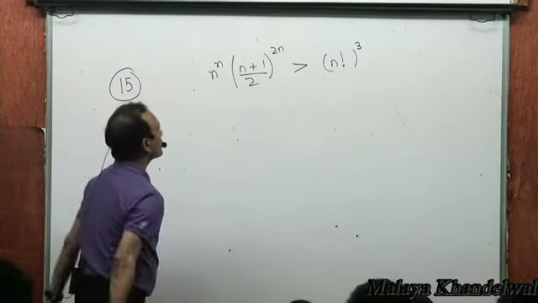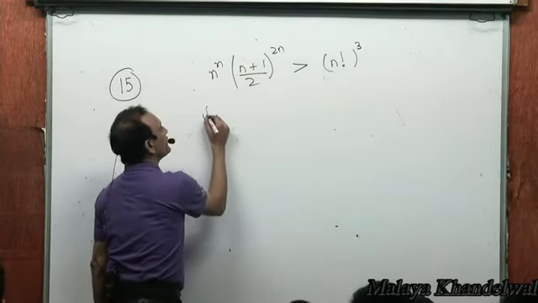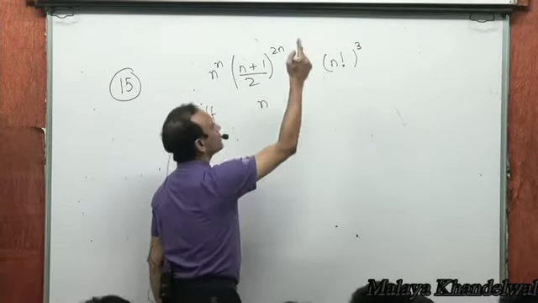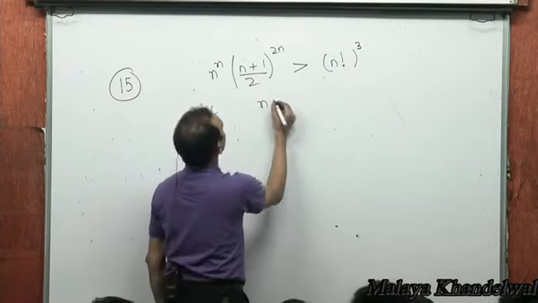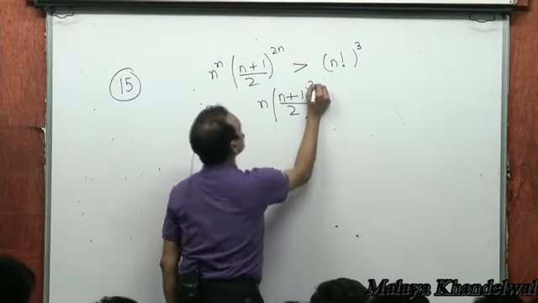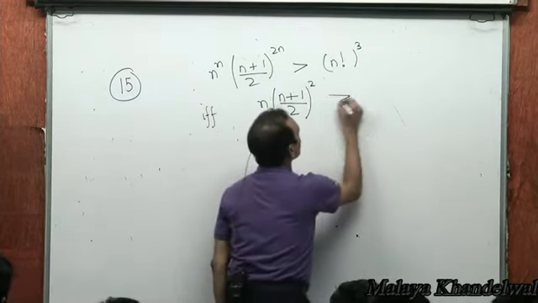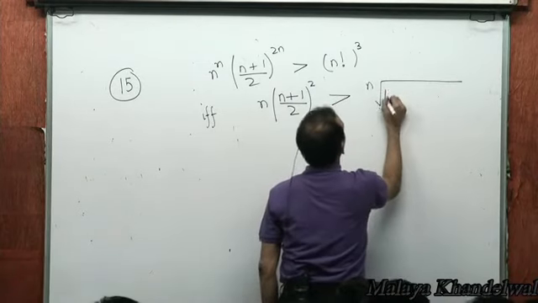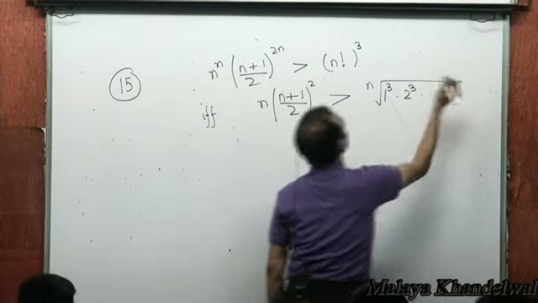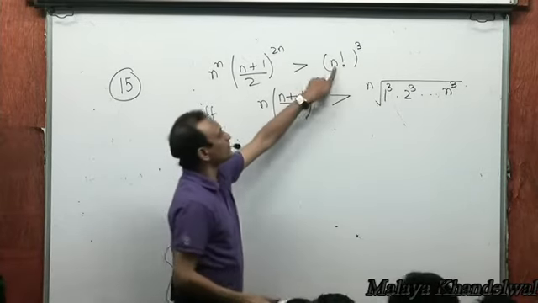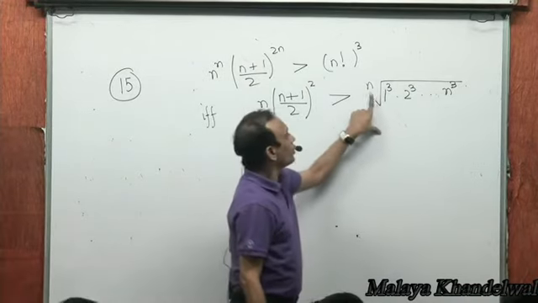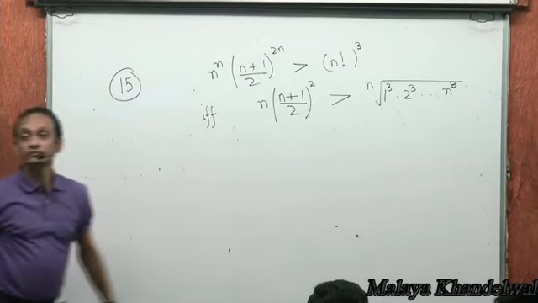Now, this would be true if and only if, taking the nth root of both sides, n into n plus 1 by 2 whole square, nth root of 1 cubed into 2 cubed into n cubed. Yes or no? Isn't it? N factorial means 1 into 2 into 3 up to n. Cube means 1 cubed into 2 cubed into n cubed. On extracting the nth root, this is what transpires.